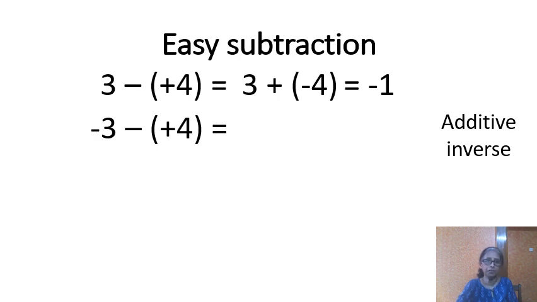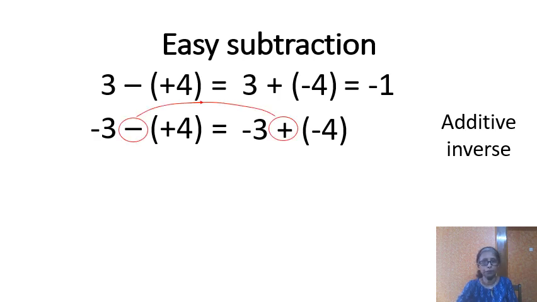Here again the operation of subtraction is changed to addition form, and what comes after that minus sign, that is plus 4, there you have to change, and then you have to write the additive inverse of plus 4, that is minus 4. Now you look at the numbers, you have minus 3 and minus 4, both are having same signs, therefore you do the addition of those two numbers and then put the same sign, minus 7.